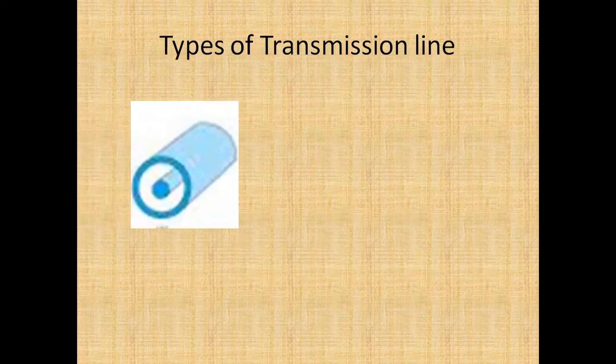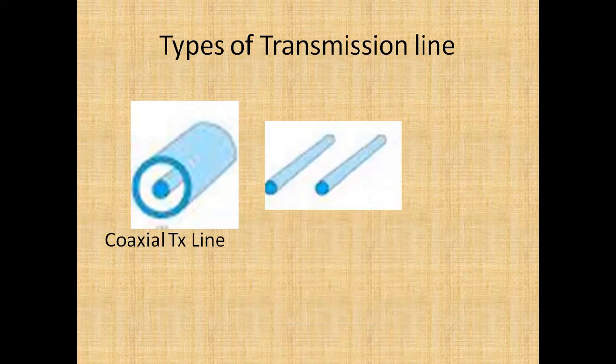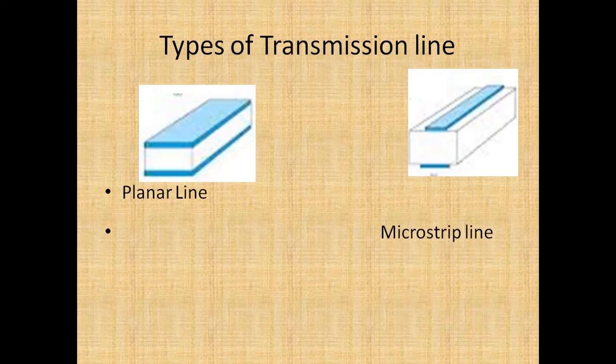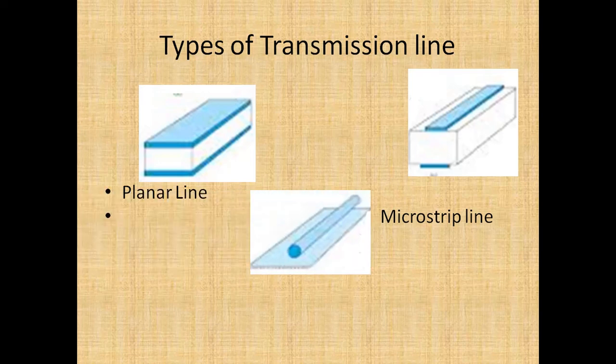Now the types of transmission lines. This is the coaxial cable, which is generally used for many communication purposes. Then this is the two wire line, where the lines are separated. Next is the planar line, which is basically the microstrip line, in which there is a dielectric between the conductors. And this is the wire above the conducting plane, where one wire is above the conducting plane.